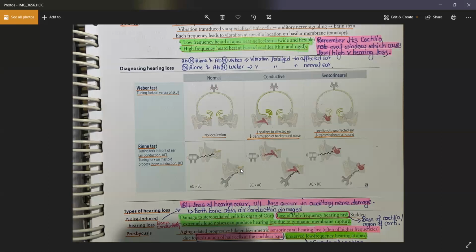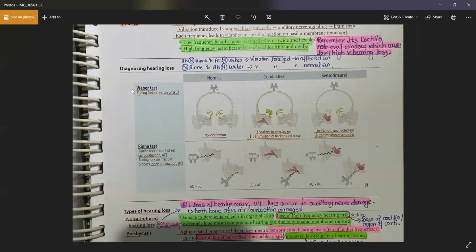Yes. Now, the second test is my Weber's test. In that test, I will place the tuning fork over my skull at the apex, at the vertex, you can say. Then these vibrations will travel by the bone and reach my cochlea, and then they will vibrate. And if my patient says that yes, they can hear the sound, I will call it a normal Weber test.